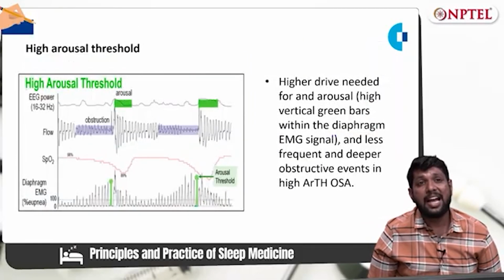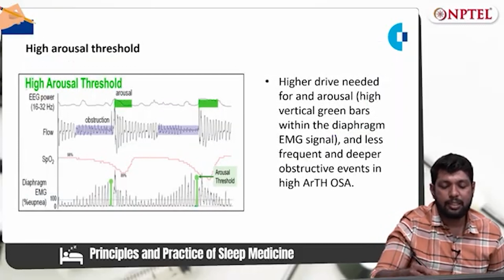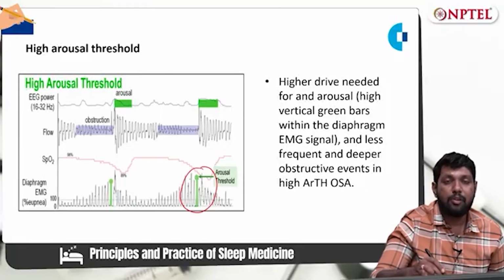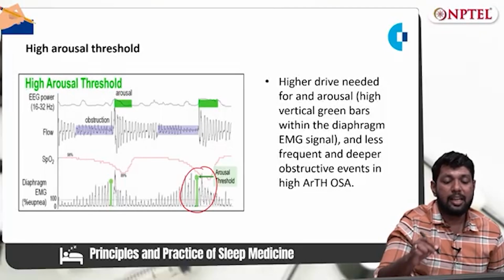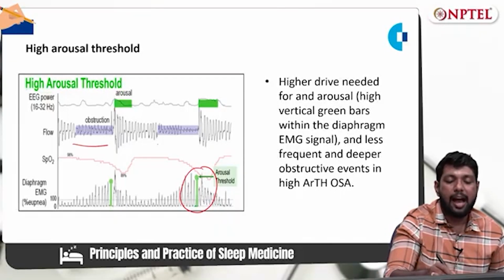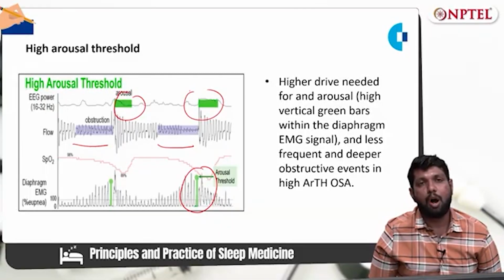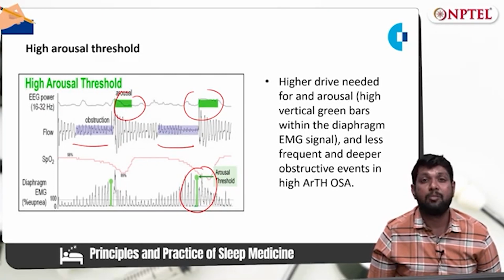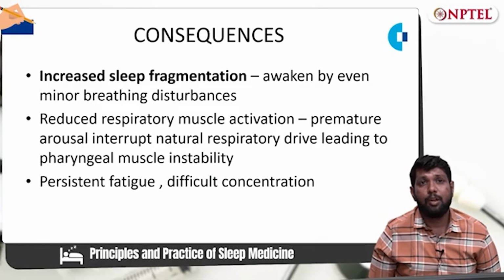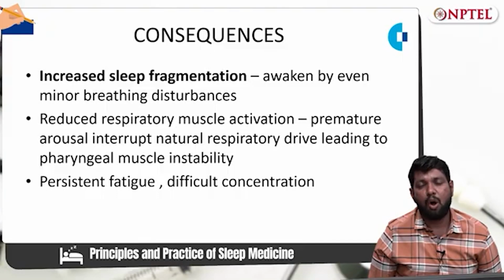But what about high arousal threshold? In high arousal threshold, the threshold is high, so the obstruction and arousal will be much less compared to the low arousal threshold. So people with low arousal threshold have more tendency of getting obstructive sleep apnea, and symptoms will be more in low arousal threshold patients. So what are the consequences of low arousal threshold?